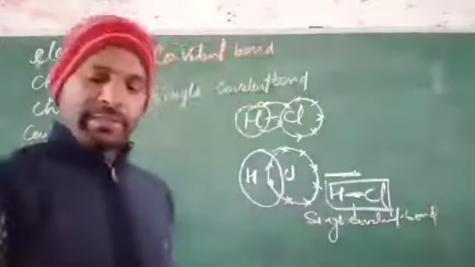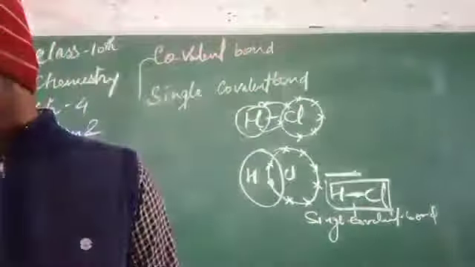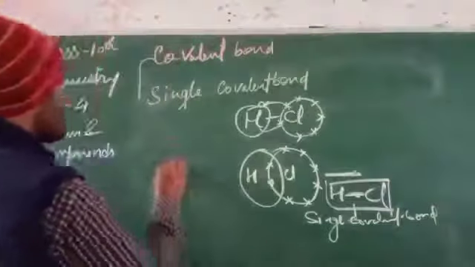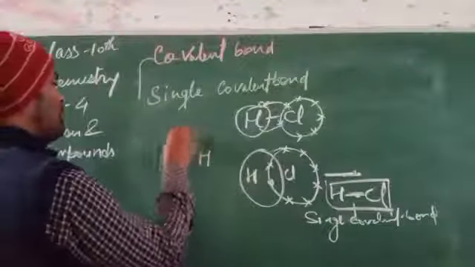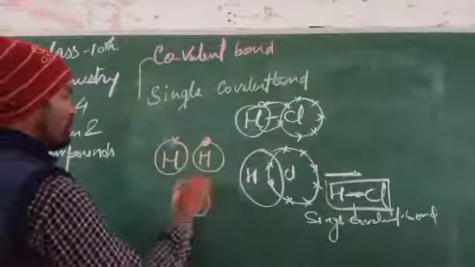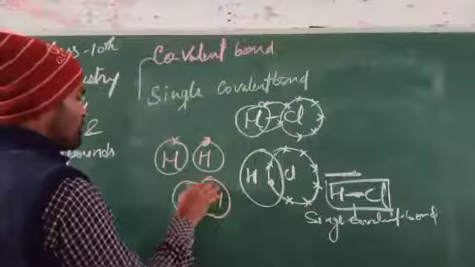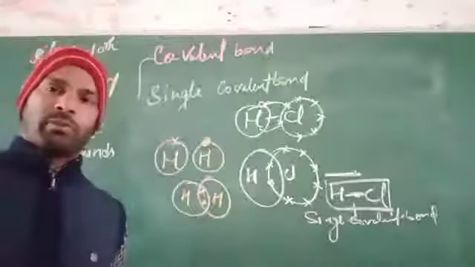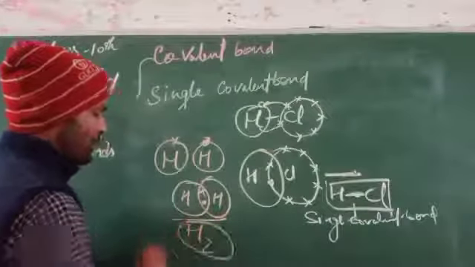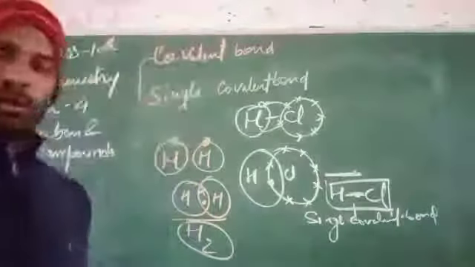Another example is hydrogen, having a single electron in the last orbit of each atom. If they form a single covalent bond, one electron from this atom and one electron from the other, this forms H2, which shows a single covalent bond.